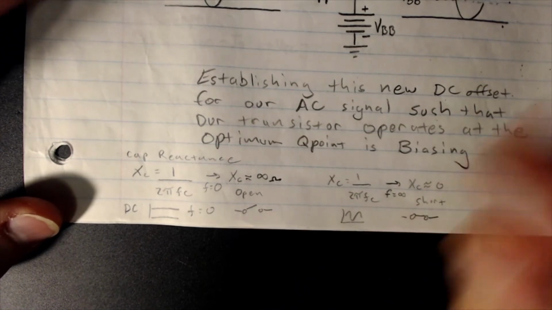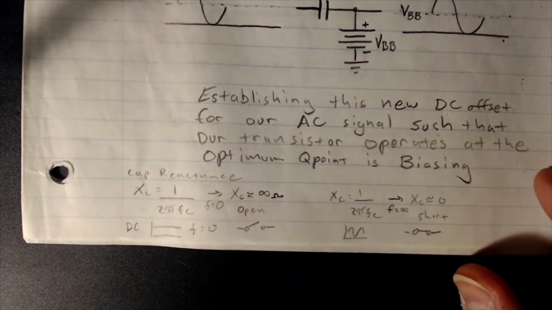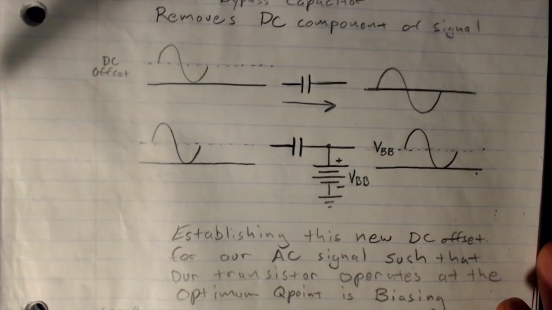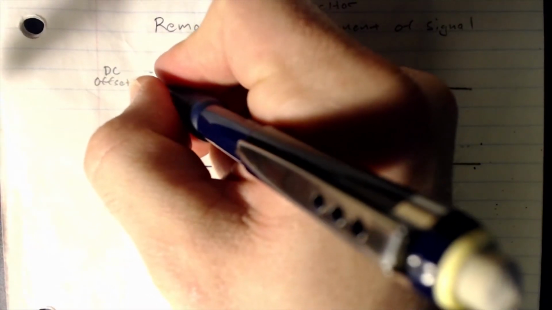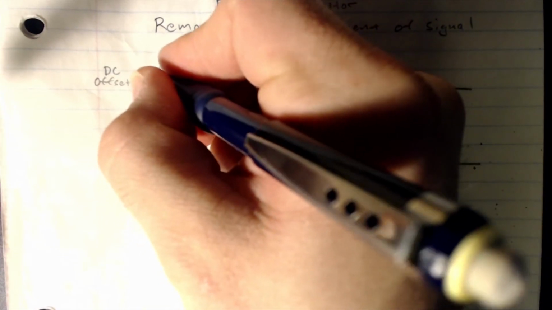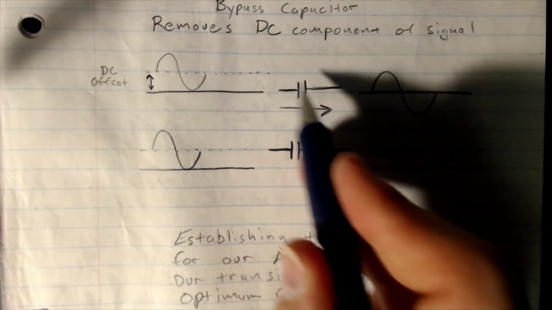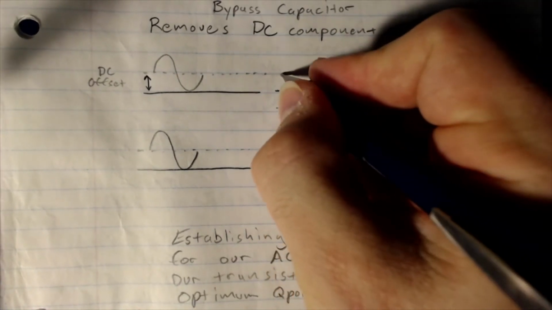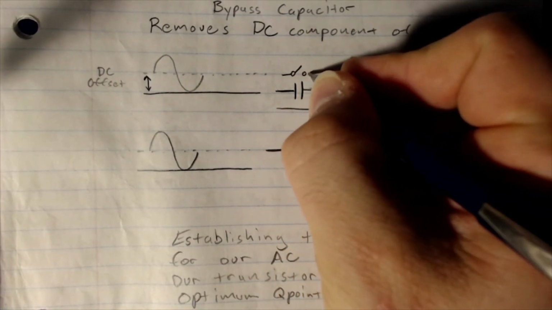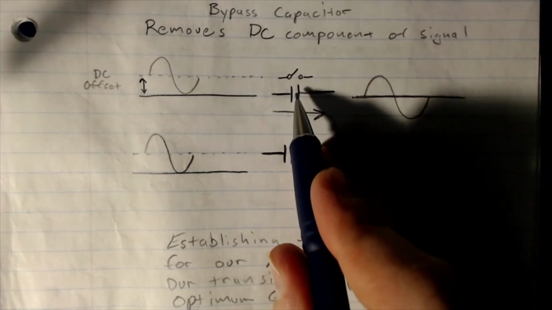So this capacitor, as far as the DC offset voltage here is concerned, won't be able to get through. This cap will act like an open switch and not allow it to get through.